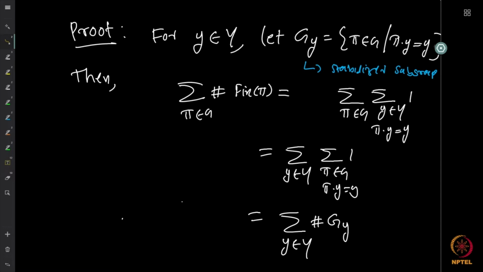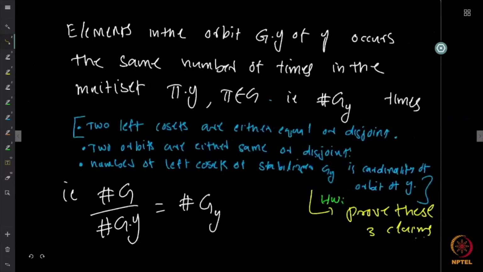Can we look at the cardinality of G_y in another way? So when we look at the action of the group, the elements in the orbit, let's say G y. I denote by G y the orbit of y. So if I take an element and look at all the other elements to which this element is mapped by elements of G, this forms the orbit of y. Therefore, it makes sense to denote it by G y or G dot y.